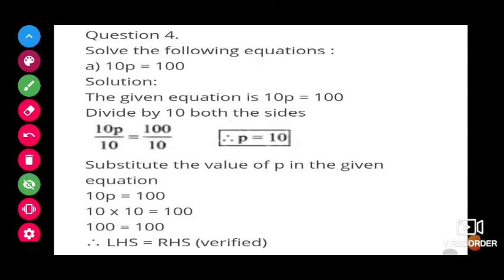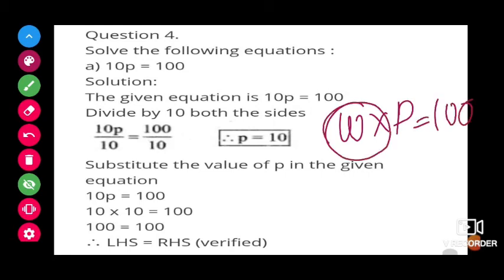10p is equal to 100. Now solution. The given is 10p is equal to 100. Solve the following. Here 10p is nothing but 10 into p. So if I want to remove that multiplication, what do I have to do? Divide by 10. So both the sides divided by 10. Here 10, here 10, here 10 tens are 100. So the answer is p is equal to 10.